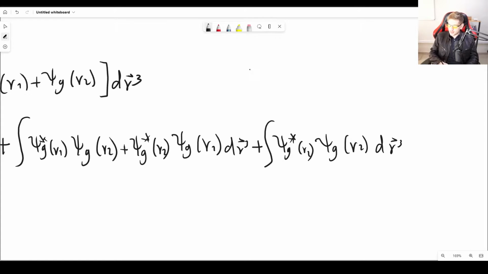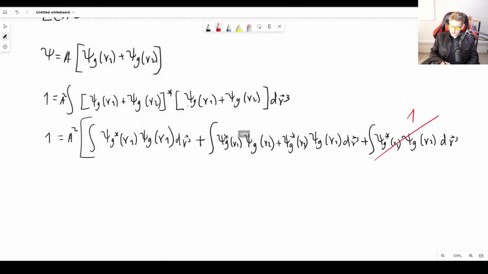So this integral will also be 1, right? It's normalized. This integral will be 1, as I mentioned. And these two terms are going to be equal, actually, because our wave function for the hydrogen atom is real. So that means that psi g conjugate is simply psi g, and psi g r2 conjugate is also psi g r2. So that means that this thing here is simply 2 times one of them.